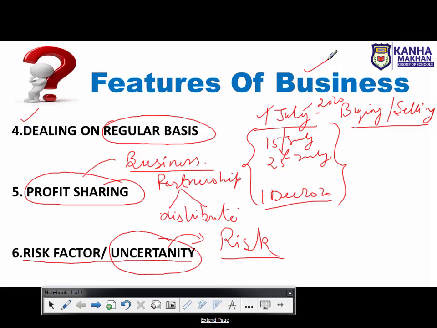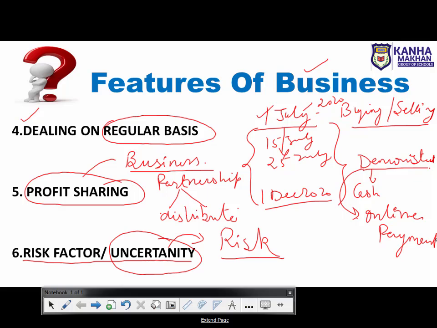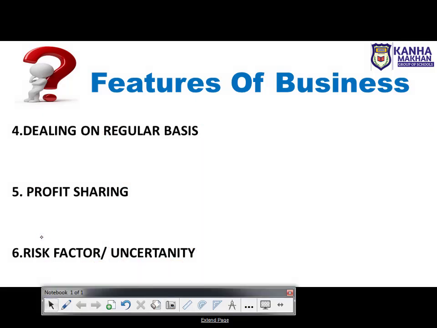Okay, like for example, after this demonetization, उससे पहले maximum of the business transactions were based on cash basis. कैश बेसिस पे होता था, लेकिन nowadays after this demonetization, maximum of the business is dealing with the online transaction or with the online payment. So that means you have to change yourself as per the situation or whatever the risk is available. You have to take care of that particular thing also. You have to change your business accordingly, right? So these were the features of business which we have discussed right now.